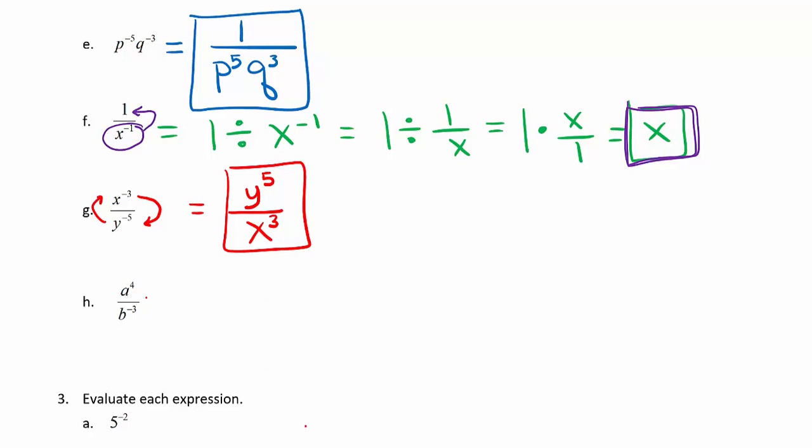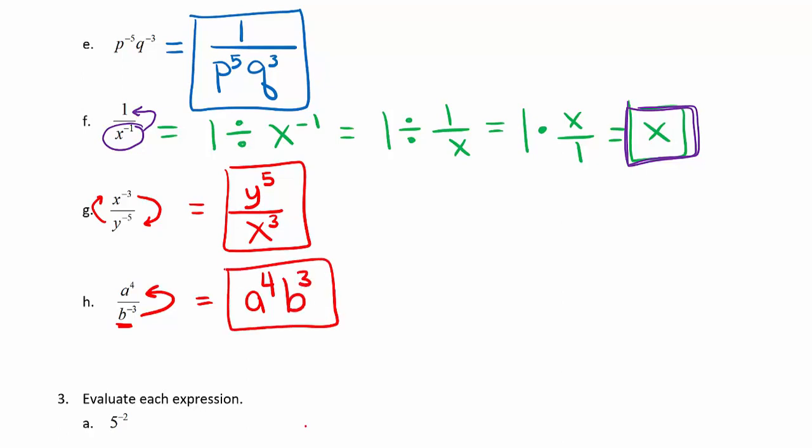Anything with a positive exponent stays where it is. So in example H, the only negative exponent is in the bottom. That moves to the top. And the a to the fourth will stay on the top. It'll stay where it is. And so this becomes a to the fourth, b to the third.